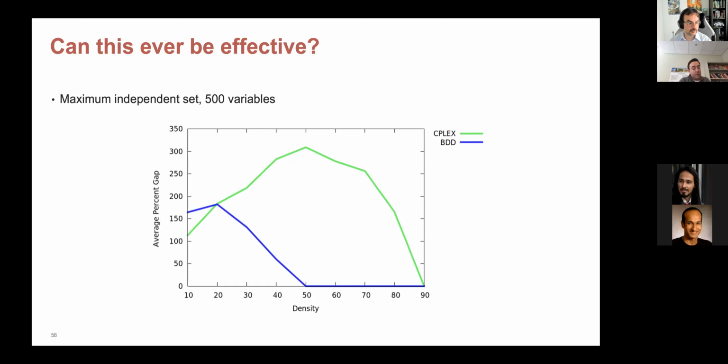Instances with particular densities, 500 variables, and you can see that the BDD, generally speaking, gets a much better average percent gap at the time of whatever the timeout was for these experiments. CPLEX is the green line, BDDs are the blue line. For very sparse graphs, the CPLEX was actually much better.